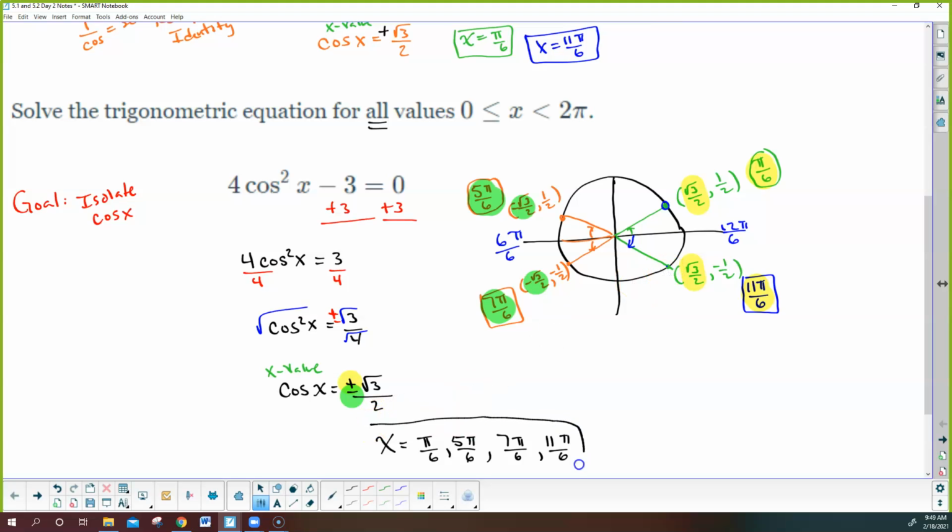So if you miss one of them, let's say you missed the 11 pi over 6 and you had the first 3, Delta Math is going to consider that to be wrong. All right, so just be aware of that and be careful.